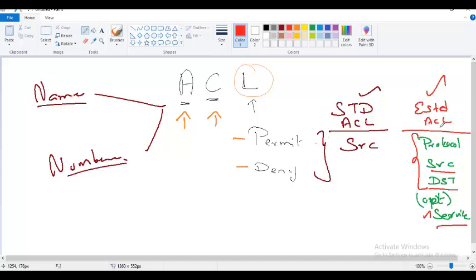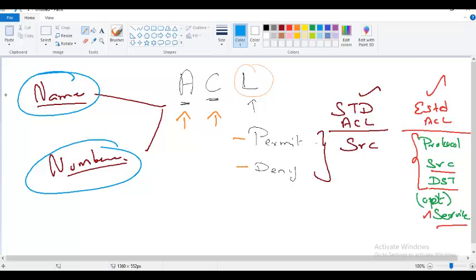This is the actual two types of access list, standard and extended. And this standard and extended access list, you can identify with a number, then it is called a numbered access list. If you identify the standard or extended access list with a name, then it is called a named access list. So I don't want to call this two types of access list. This is two ways of identifying an access list. These are the actual two types of access list.